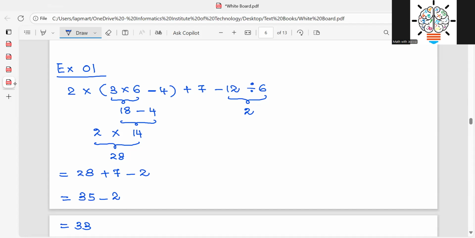And you just see what you have in front of the bracket. So here you have multiplication by 2. So then you multiply 14 by 2. It gives me the answer 28. That means, children, this 28 covers the whole thing, this part. Up to this I have done now, right? Up to this I have done. Okay. So then I want to add 7 and minus 2. So minus 2, it came at 12 divided by 6.